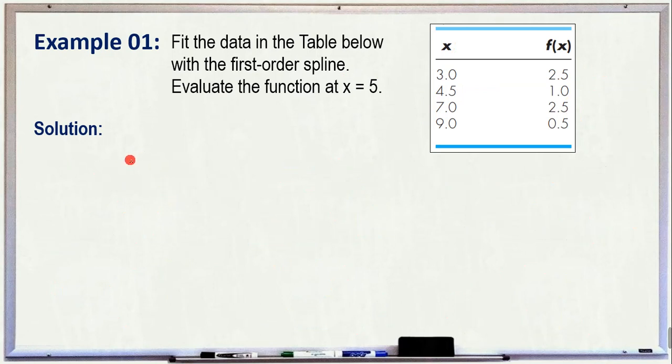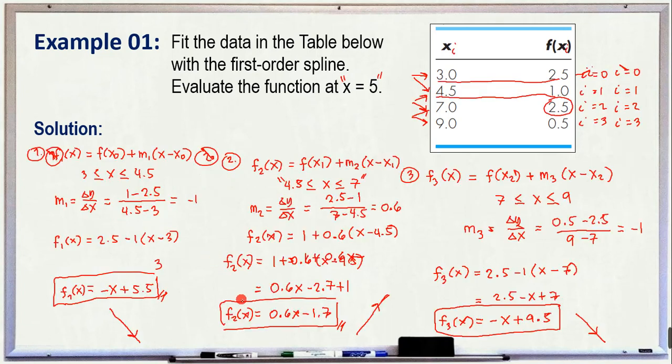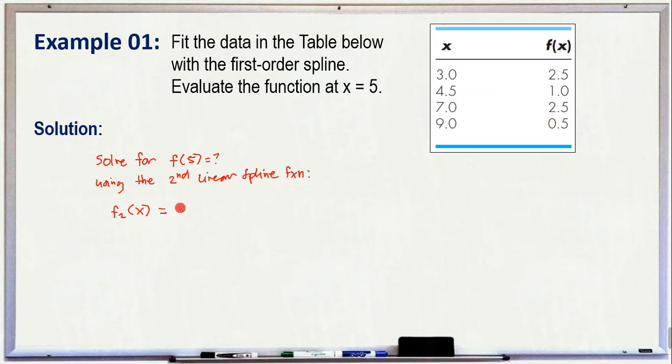So for the next slide, evaluate na to, no? So solve for f of 5. Okay? Using the second linear spline function. So our linear spline function ang kaduha is f2 of x is equal to 0.6x minus 1.7. So 0.6x minus 1.7 mo ni siya.